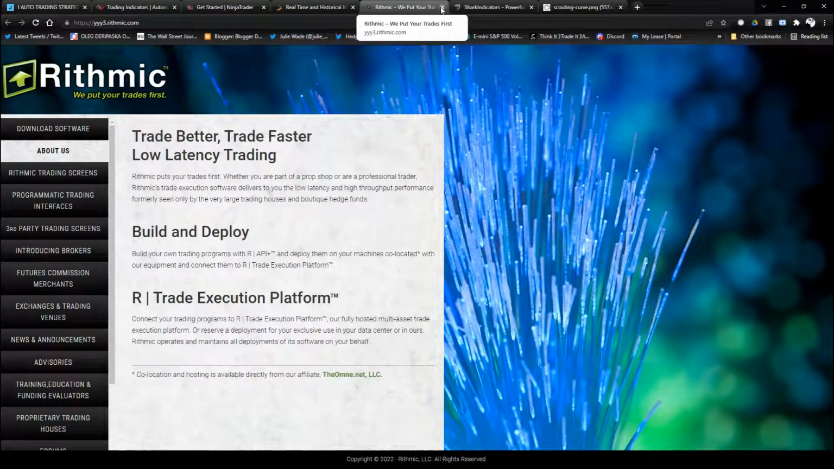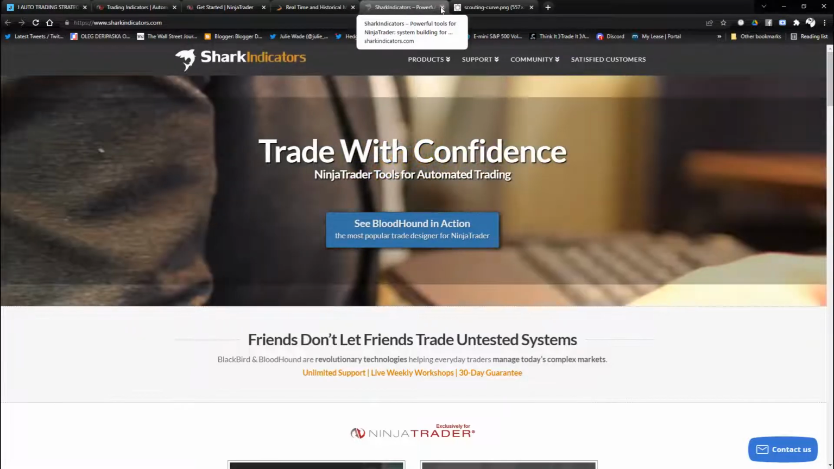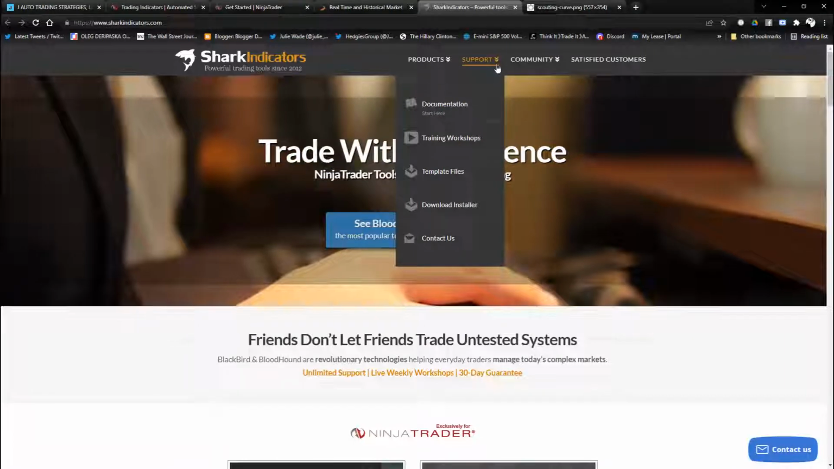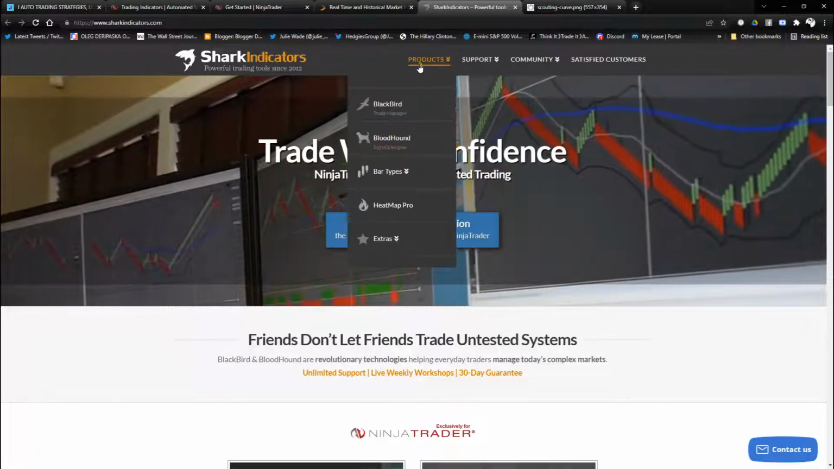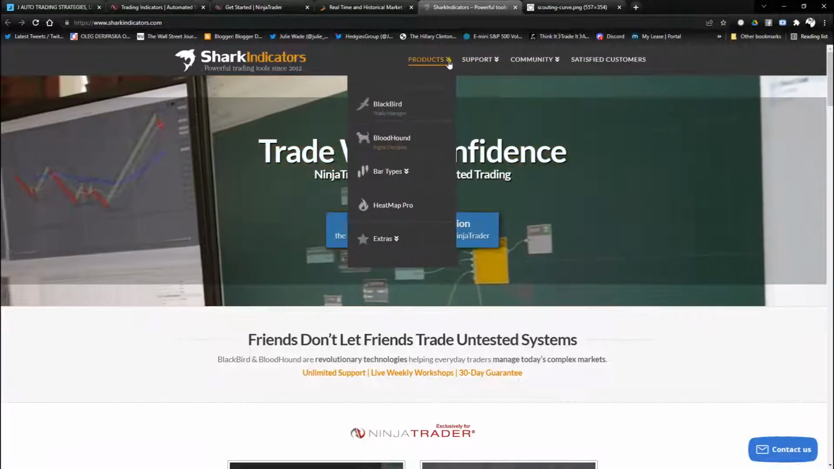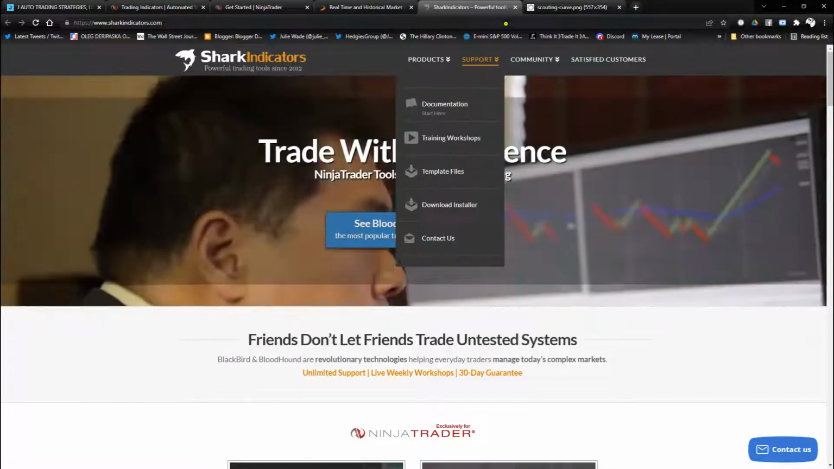And if you'd like more information about Rhythmic, they have a website that you can visit. Shark Indicators, likewise, you'll need to get a separate license for BloodHound and Blackbird if you would like to use the indicators for an automated strategy, or just to code a strategy for yourself. You can use BloodHound by itself.